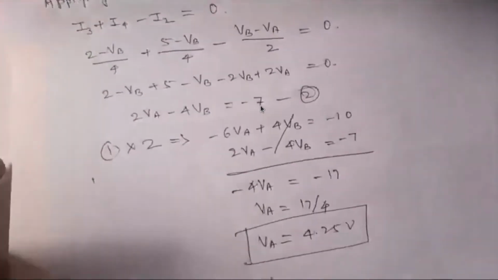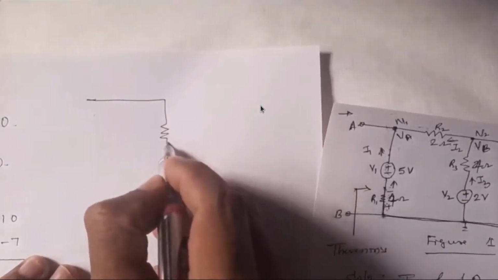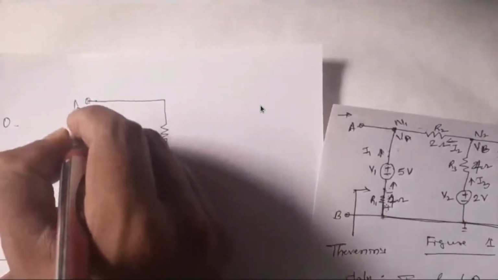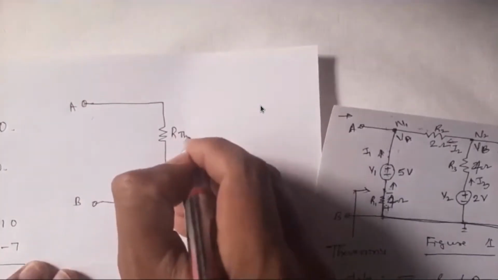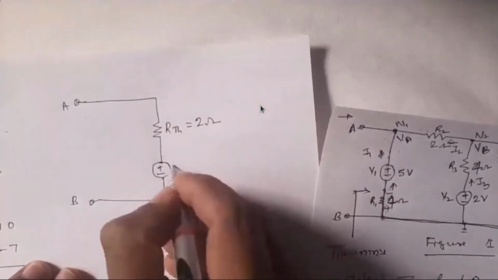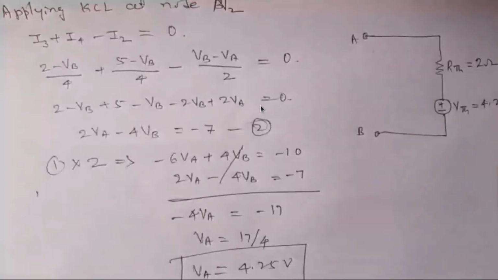Now this network, you can redraw something like this. Here you have RTH and here you have VTH. This is A, this is B. This RTH is equal to 2 ohm and this VTH is equal to 4.25 volts. Hope this is clear to all of you.